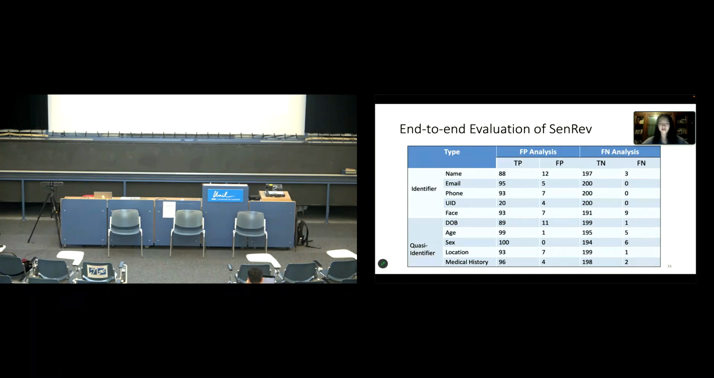Here I have illustrated the end-to-end performance of our tool. Overall, we find that SenRev achieves around a 93.72% true positive rate and has a very low false negative rate, around 2.55%.